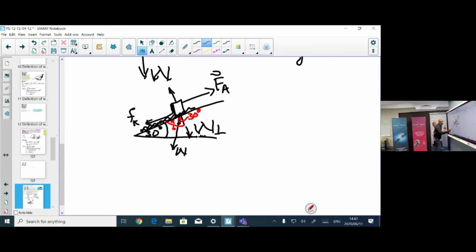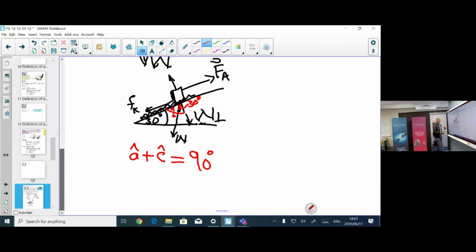Okay, if you just look at angle A, we have angle A there plus angle C, which is equal to 90 degrees. I need you to understand this 30 here. Okay, we know that C is equal to 90 degrees minus angle A.